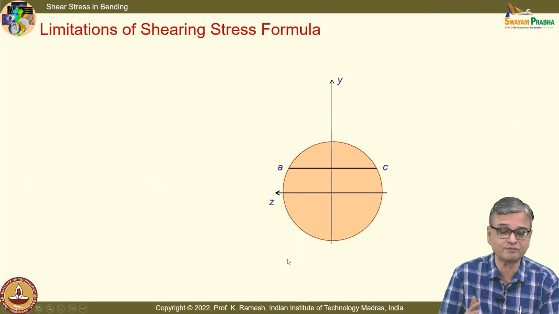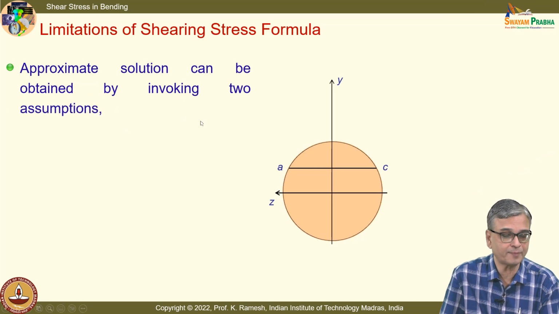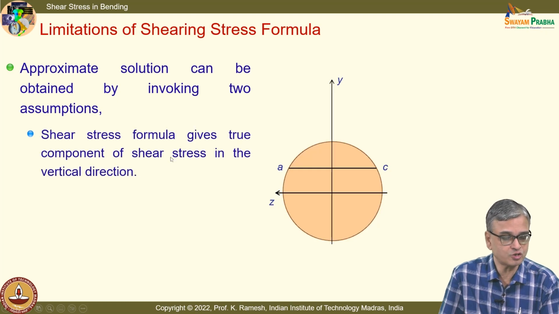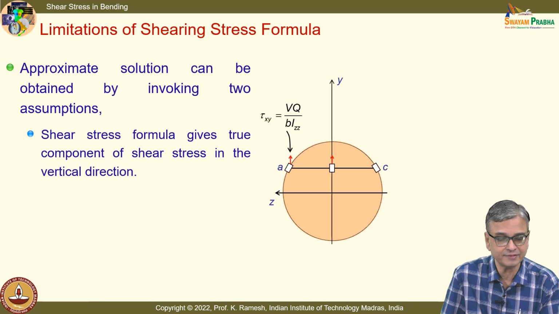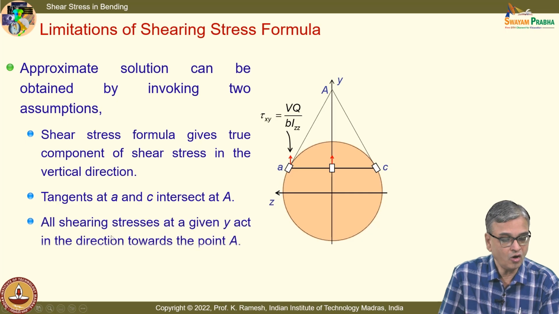So, we have to wriggle out of the situation. How do we do that? We are going to look at an approximation. The shear stress formula gives the true component of shear stress in the vertical direction, we can take it that way, but that is not what is possible here. To satisfy the boundary condition, it has to be tangential to the surface. So, they intersect at A. All shearing stresses at a given y act in the direction towards the point A.